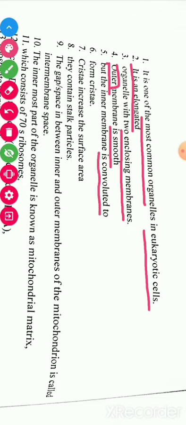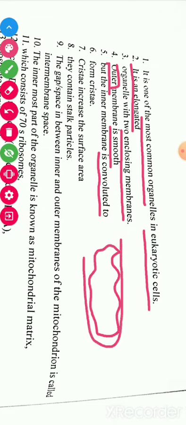Why does the inner one have a convoluted, irregular shape like that? It is convoluted to form what we call cristae. Now, why do we have cristae? Cristae increase the surface area. Now, what do they contain? They contain Stokes particles.